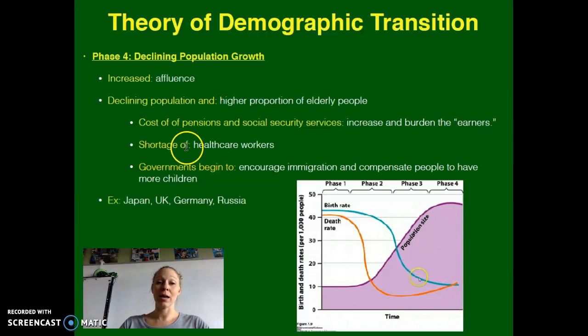There will also be oftentimes a shortage of healthcare workers. And governments begin to encourage immigration to compensate for the people that have to have more children, because at this point the birth rate, or the total fertility rate, is becoming less than 2.0 or 2.1. And so we have examples of this happening in Japan, in the UK, in Germany, and in Russia.